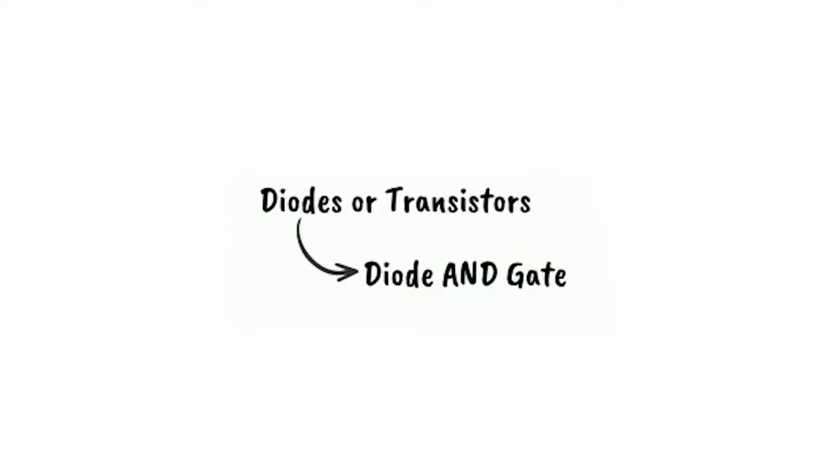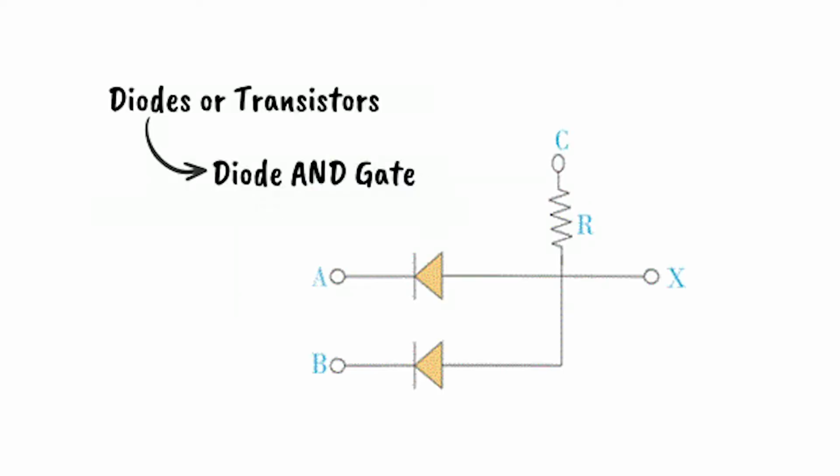The next one is the AND gate circuit diagram. Normally, an AND gate is designed by either diodes or transistors. When diodes are used to design an AND gate, it is called a diode AND gate. The basic circuit of a diode AND gate is shown below.